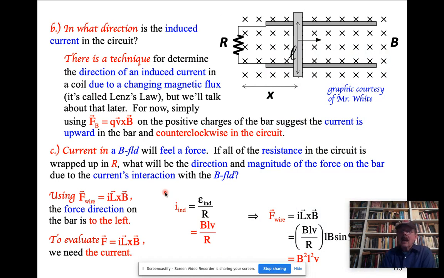So that is Faraday's law in living color, and it's something that you're going to need to learn to deal with and be able to use. So that's it.